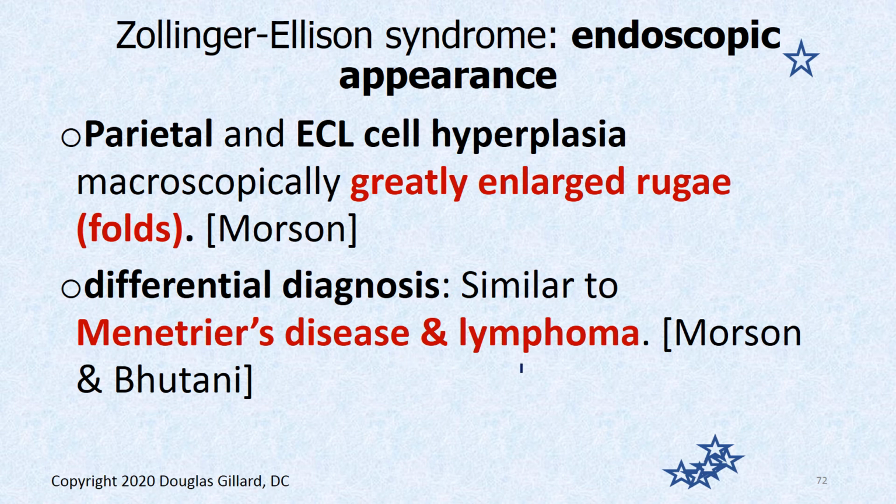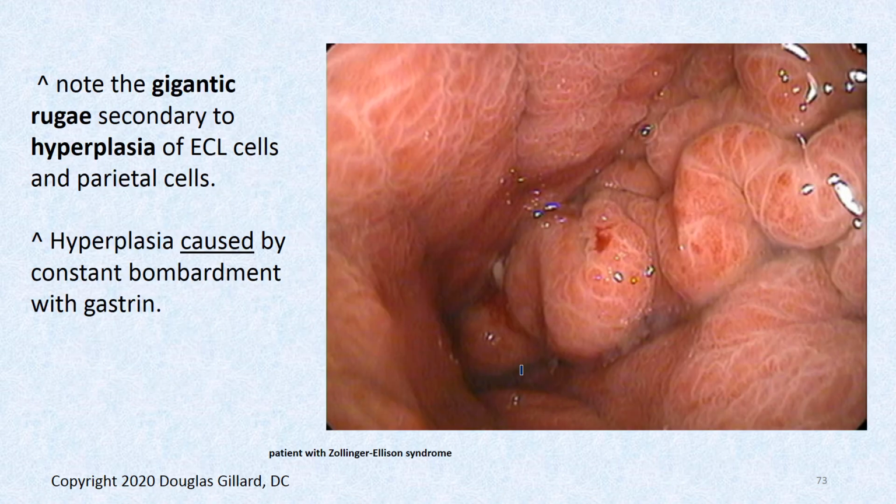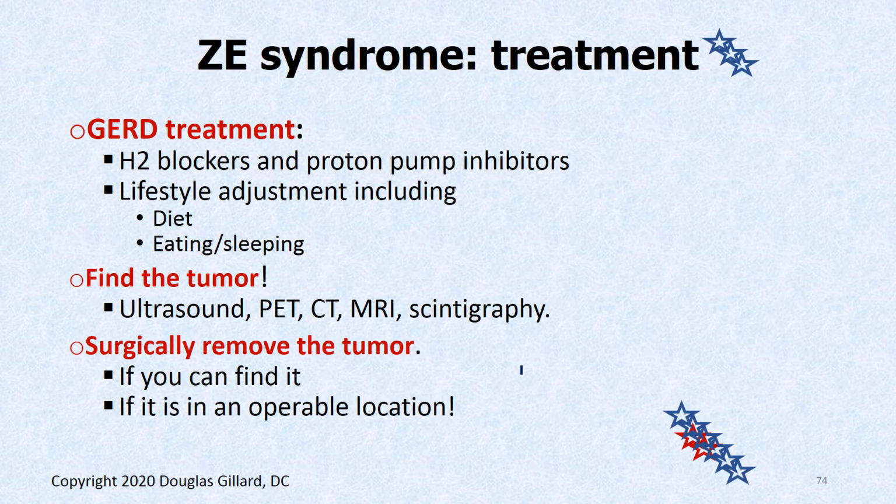Ménétrier's disease and lymphoma also can do the same thing, cause hypertrophy of those cells, which we won't discuss those mechanisms. Well, how do you treat it? How do you treat ZE syndrome? Just like GERD. So H2 blockers, which don't really do anything. Proton pump inhibitors is the big gun there, and then diet and lifestyle modifications.